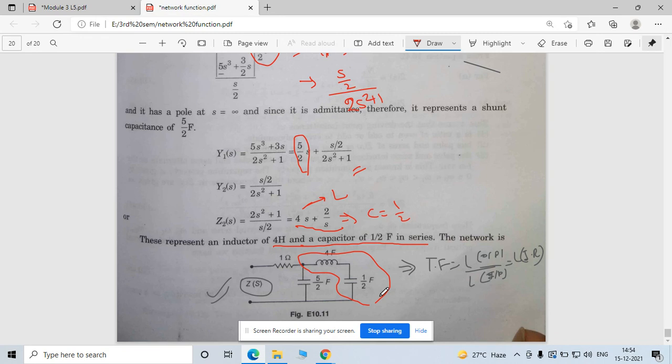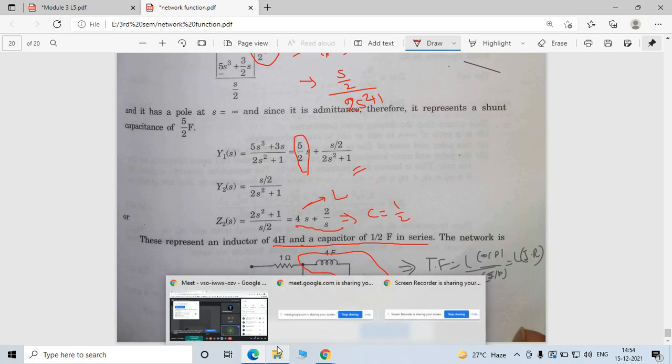Now by the same process you can also analyze your Foster and Cauer circuits, which I left in your unit number 4, right?